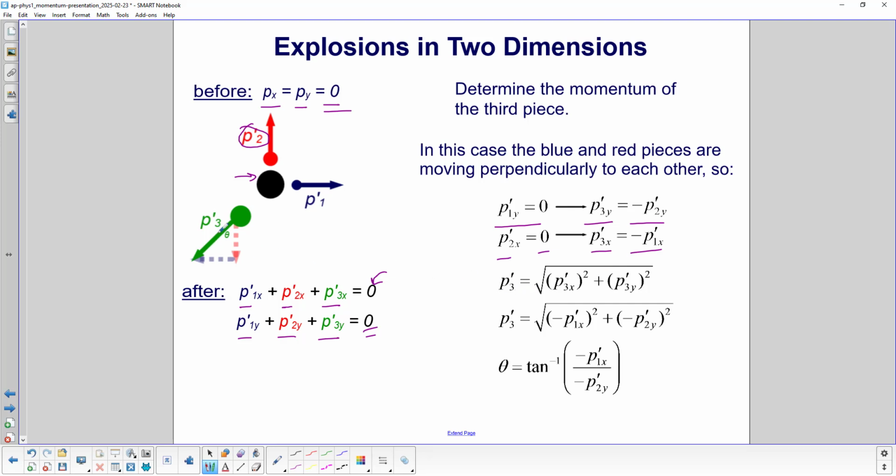We want to find p'3, right? That's the goal. So that's going to be the square root of p'3x quantity squared plus p'3y quantity squared. Then what are p'3x and p'3y equal to? Well, that's equal to minus p'1x, and we get that with these two here, plus minus p'2y squared. Then theta will be the tan inverse of p'1x over p'2y.